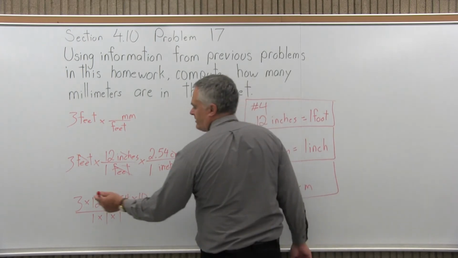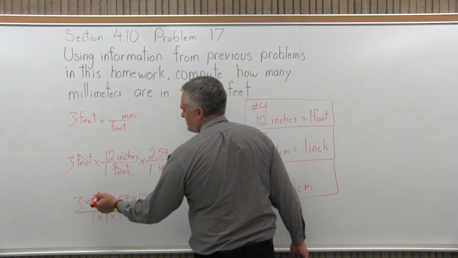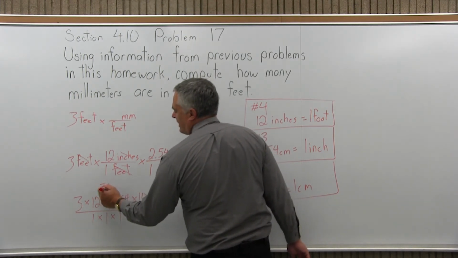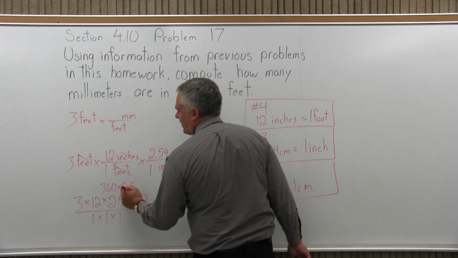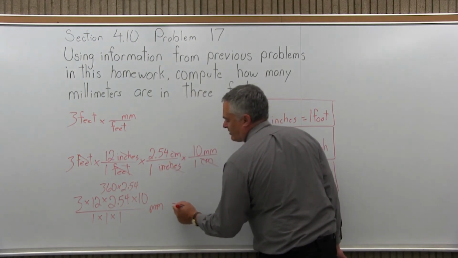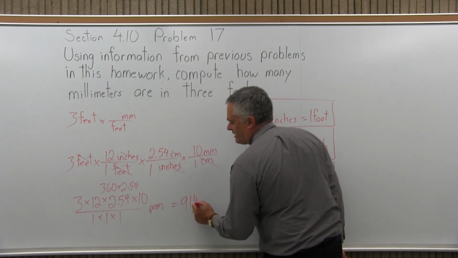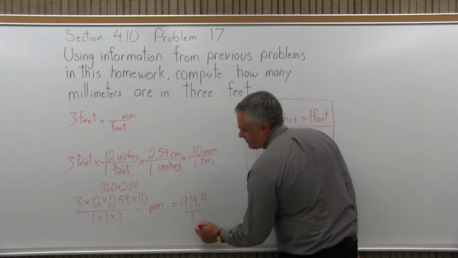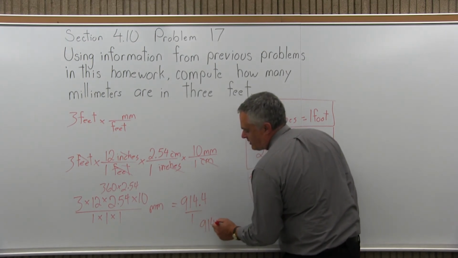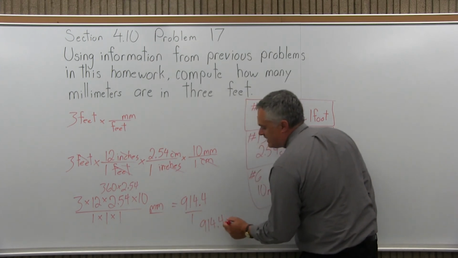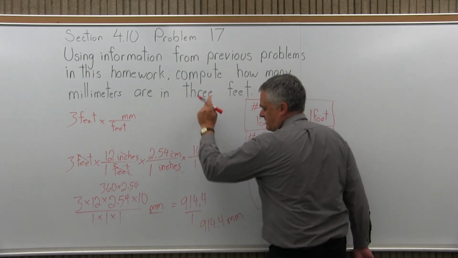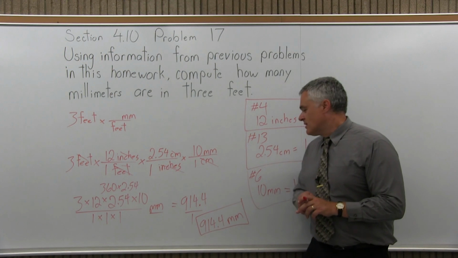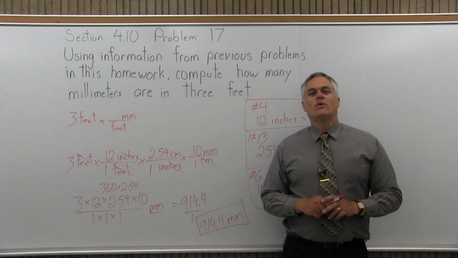Now, if we multiply that out, 3 times 12 is 36. 36 times 2.54, I don't know, that's tough. 36 times 10 I can do is 360. And then I'll have 360 times 2.54, which I already checked on a calculator. I know the answer. 914.4. The denominator being 1, I don't really have to deal with. So I have 914.4. My units of measure are millimeters, because that's what the question asked me to find. So 3 feet in millimeters is a little over 900, 914.4 millimeters.